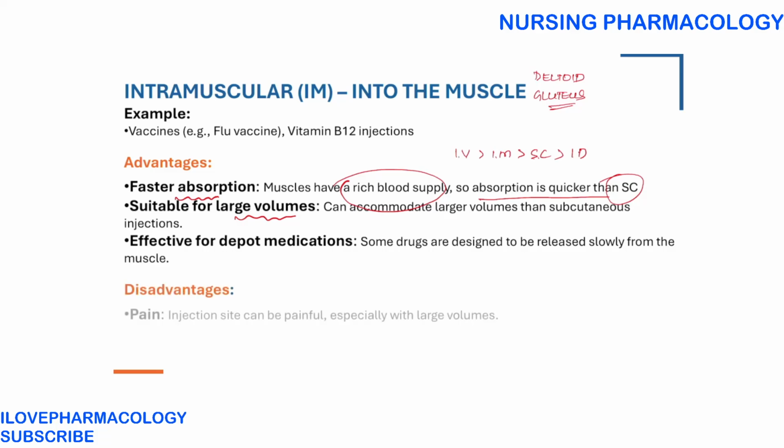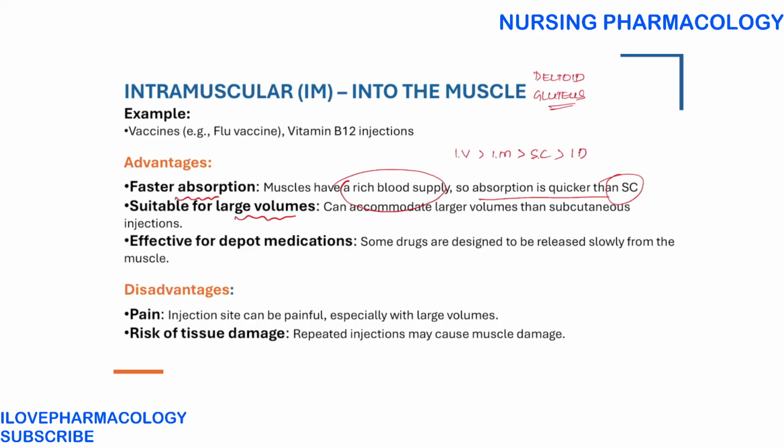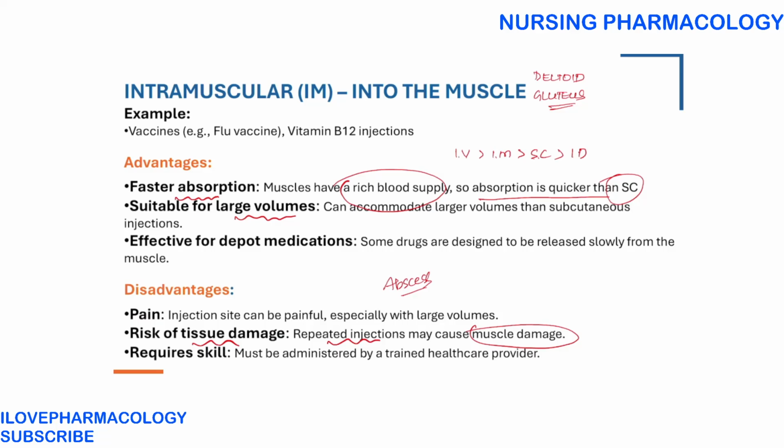Disadvantage of intramuscular route is it can cause pain at the site of injection when you are giving large volumes, and there's a risk of tissue damage, and repeated injection can cause muscle damage, and it can lead to abscess formation also if the injection is not given properly. And there is a risk of thrombophlebitis if you are injecting into the vein as well. And it requires a skill, again it requires a professional assistance.